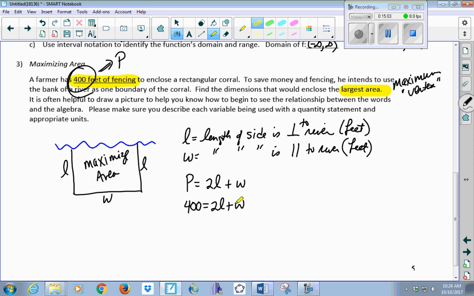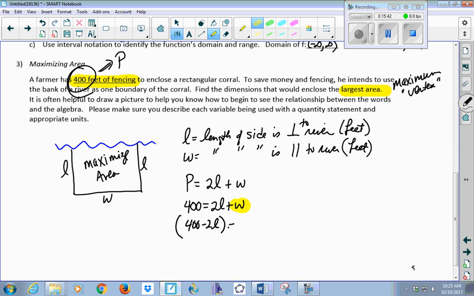So this equation can be used to solve for either L in terms of W by subtracting W from both sides and dividing by 2, or to solve for W in terms of L, which is what I'm going to do because I don't want to get into fractions. By dividing both sides by 2, I'm going to get into a fraction. So anytime you have a 1 as a coefficient, that's going to be the variable that you solve for. It's the easiest variable to solve for. So I'm going to solve this equation for W by subtracting 2L from both sides.